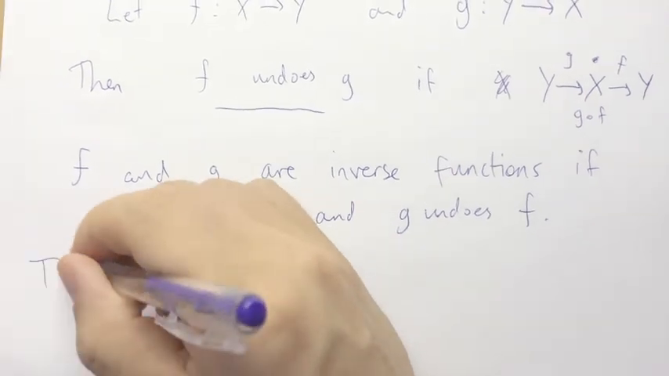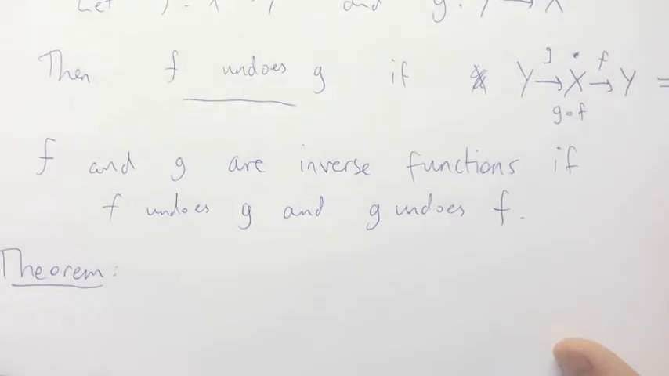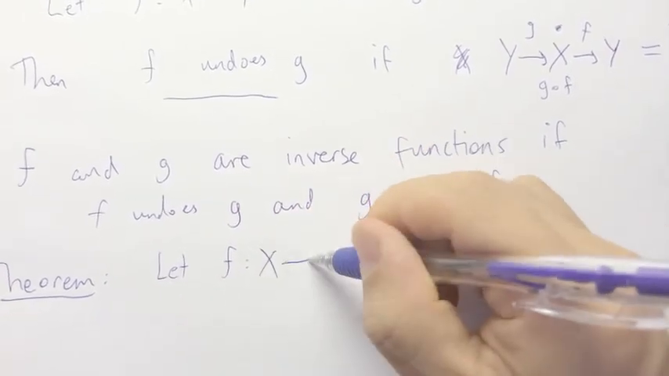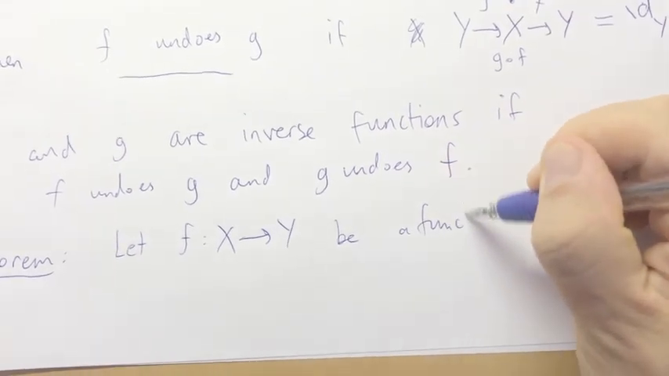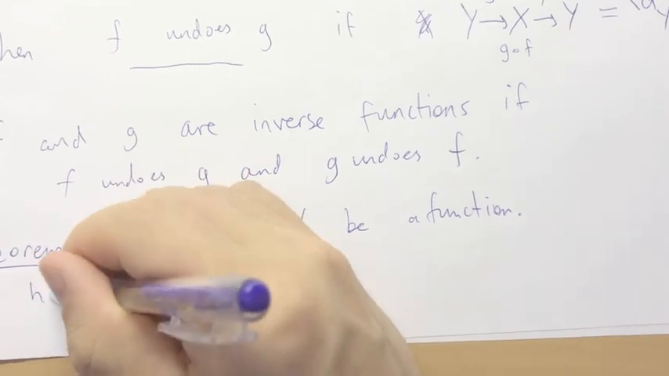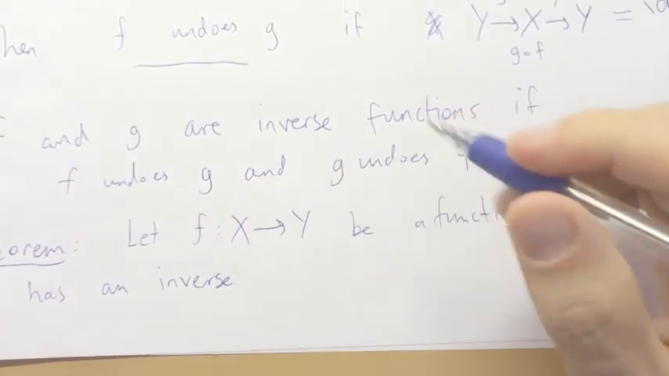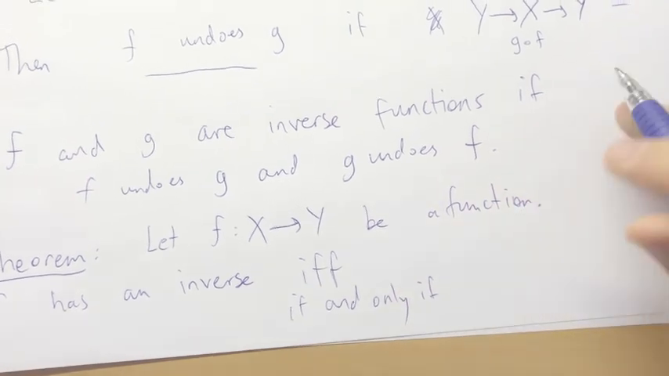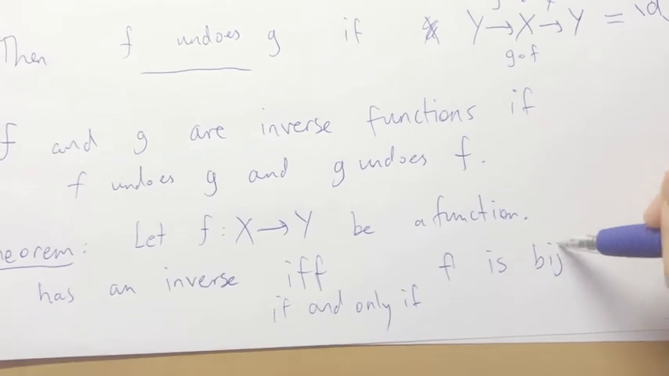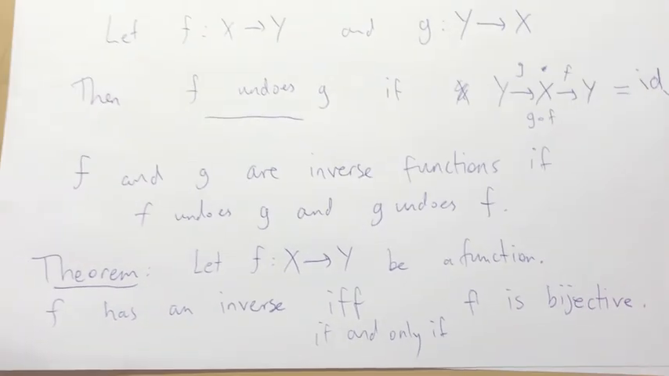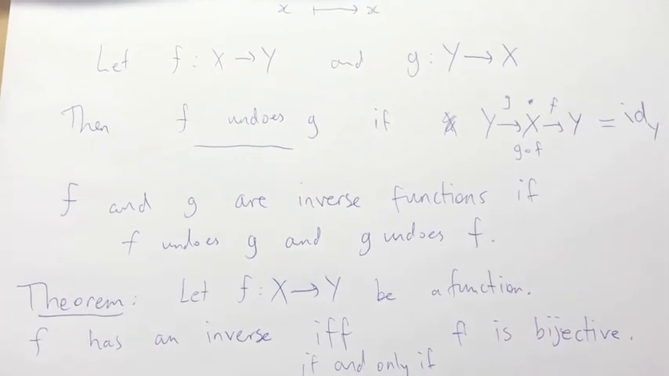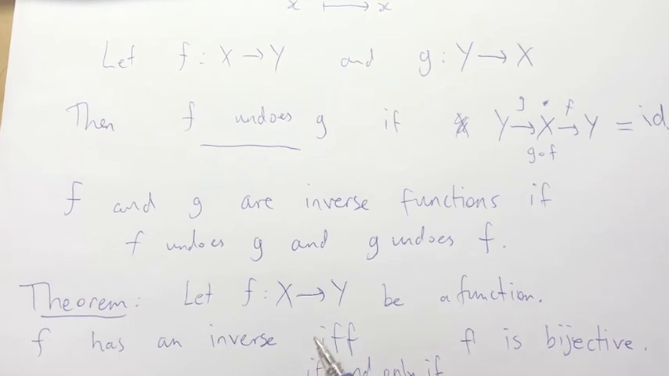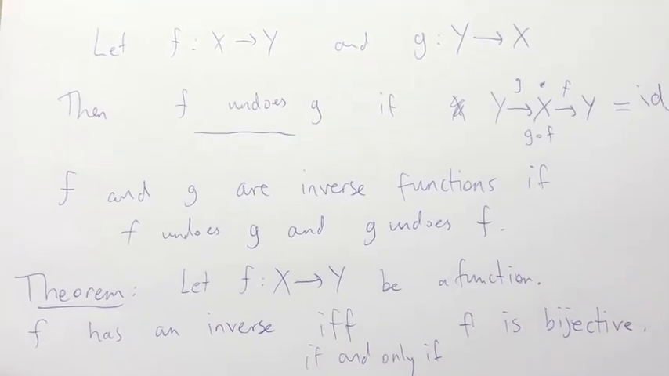Okay, so the main result of this, I'm going to actually label it, the theorem is: let f be a function. Then f has an inverse if and only if f is bijective. Okay, so hopefully we can try to show or prove this statement on our own before seeing what the actual proof looks like. I'll leave it there for now.